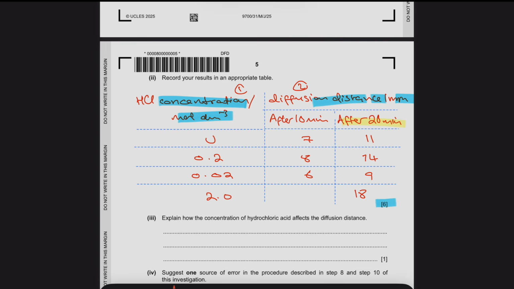Our third mark was for our measurements at 10 minutes and 20 minutes, so these values. And then our fourth mark is for accuracy, so not necessarily the values themselves, but for example, the diffusion distance recorded for the highest concentration being longer than the diffusion distance for the lowest concentration. And a few more detailed points that you should be able to obtain.